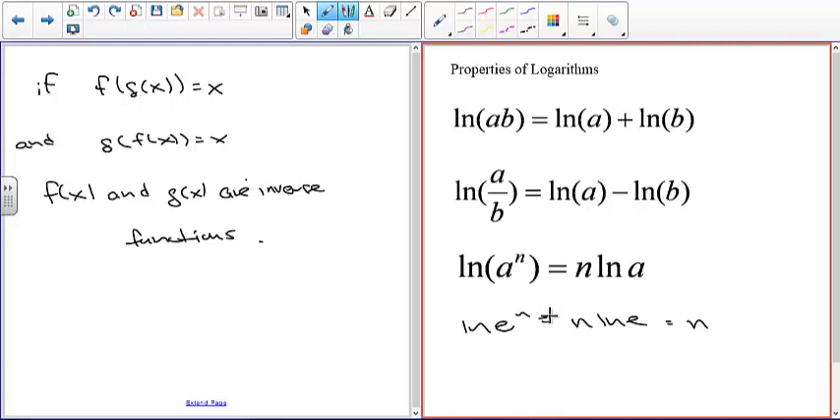And what we're going to do is use these properties, not to do the integral of 1 over x dx, but for calculating the derivative of the natural logarithm of something, which we haven't done yet. So let's just look at that.